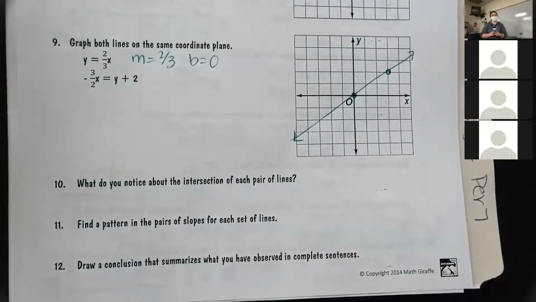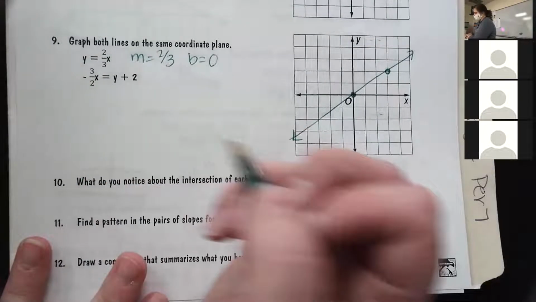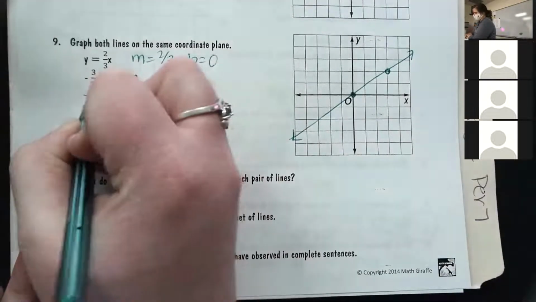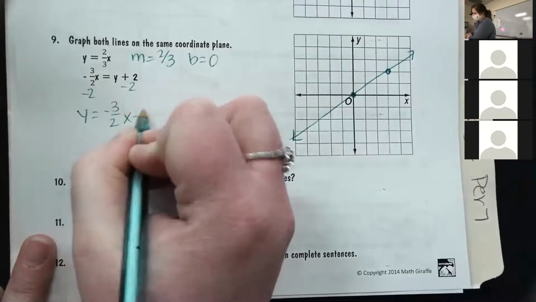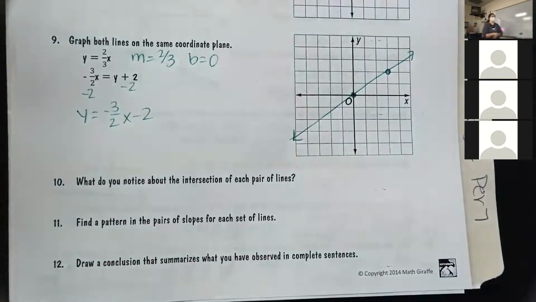Is y by itself on the other one? No, what do I need to do? Get rid of that 2. So I'm going to have y equals negative 3/2 x minus 2. The only reason I wrote the y on the left side is because you like it better over there. Okay.